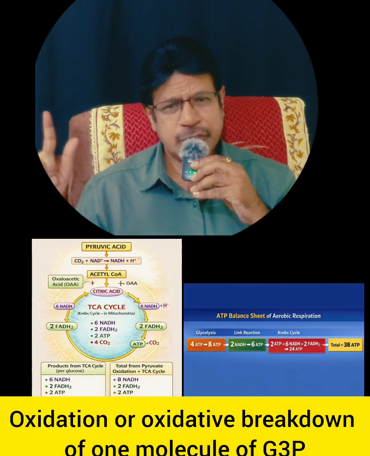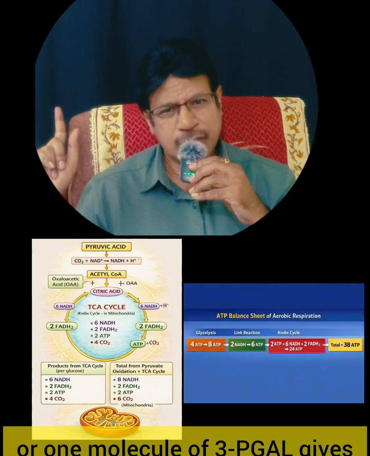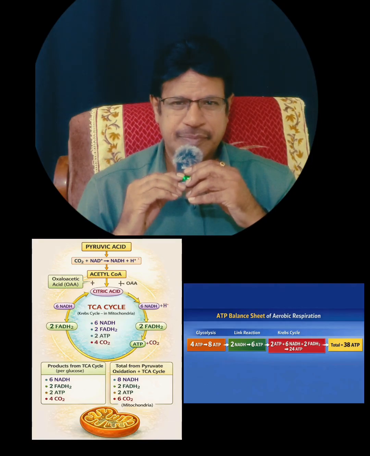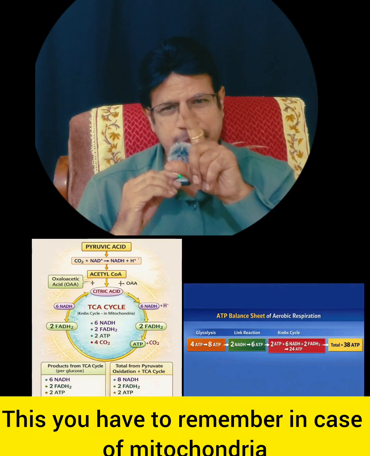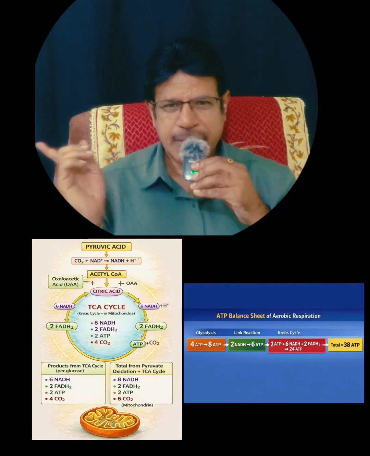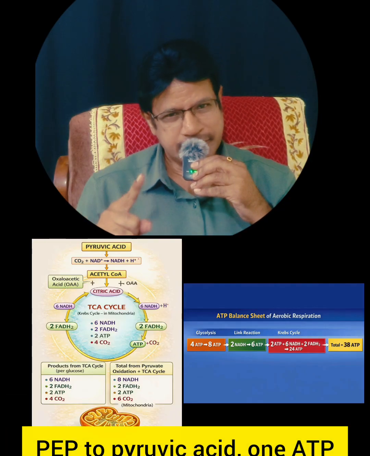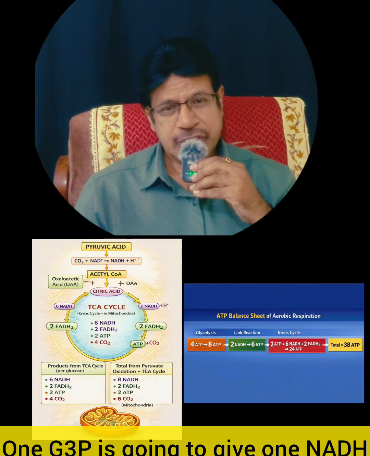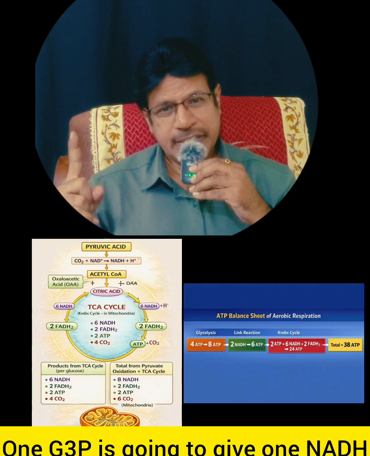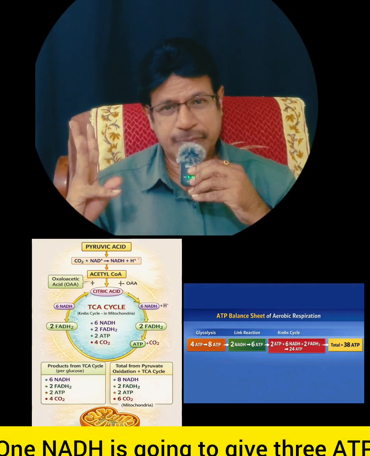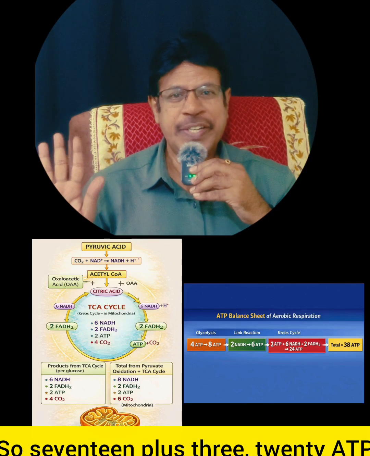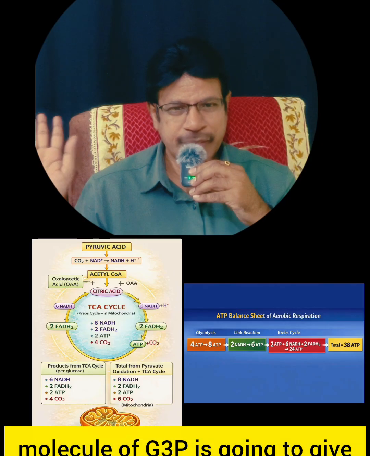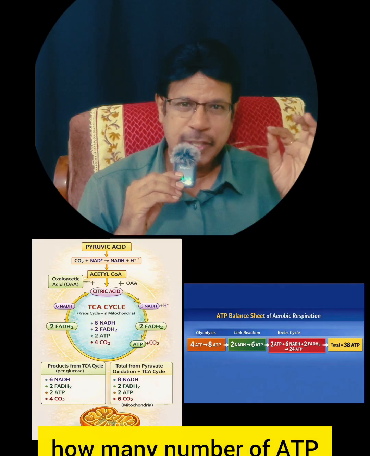Oxidation or oxidative breakdown of one molecule of G3P, or one molecule of 3-PGAL, gives how many ATP? You have to remember that in mitochondria, 1 pyruvic acid gives 15 ATP. PEP to pyruvic acid, 1 ATP, 16. 1,3 to 3, 17. 1 G3P gives 1 NADH, and 1 NADH gives 3 ATP. So 17 plus 3, 20 ATP. So oxidative breakdown of one molecule of G3P gives 20 ATP.